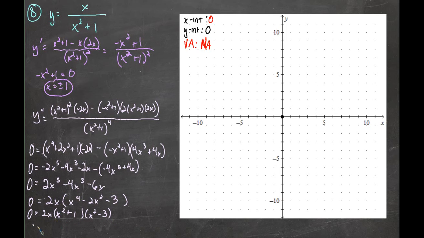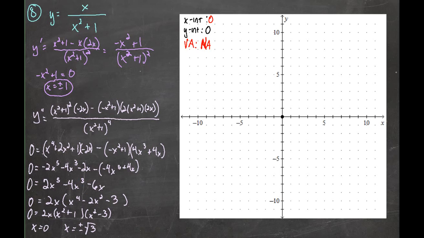So x equals 0, right? 2x equals 0, x equals 0. X squared plus 1 equals 0, impossible. X squared minus 3 equals 0, x equals plus or minus the square root of 3. So what are those? Those are possible points of inflection, because that's the second derivative.